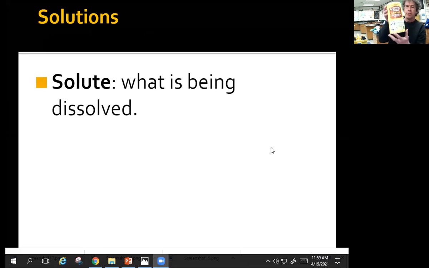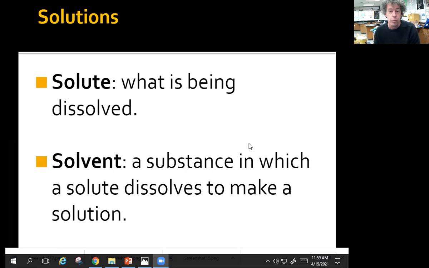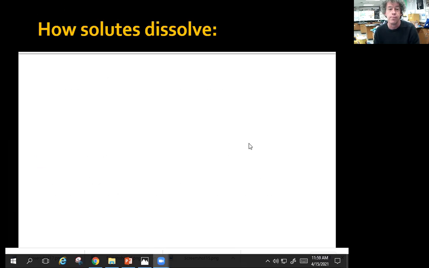For example, you might have lemonade, and if you put the lemonade mix into the water, the solute would be what is being dissolved, like the lemonade. The solvent would be the substance that the solute is dissolving in, and generally in chemistry, we will be dealing with a solvent of water. There are other solvents, any liquid could be a solvent, but generally we will be dealing with water as the solvent, and then whatever goes into the water is the solute.